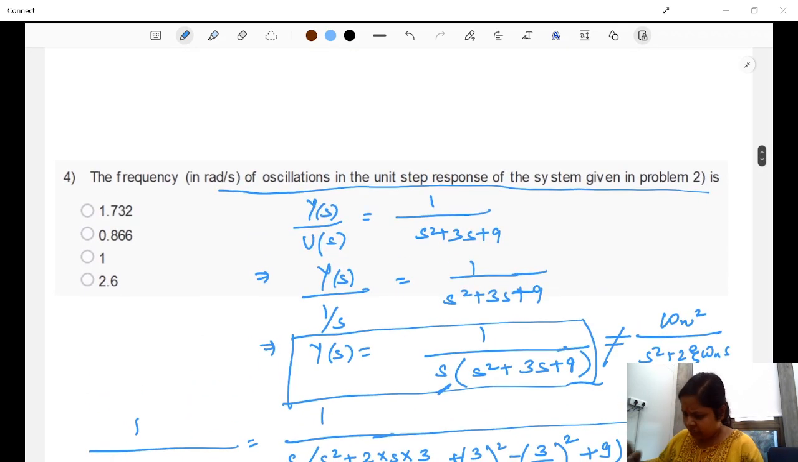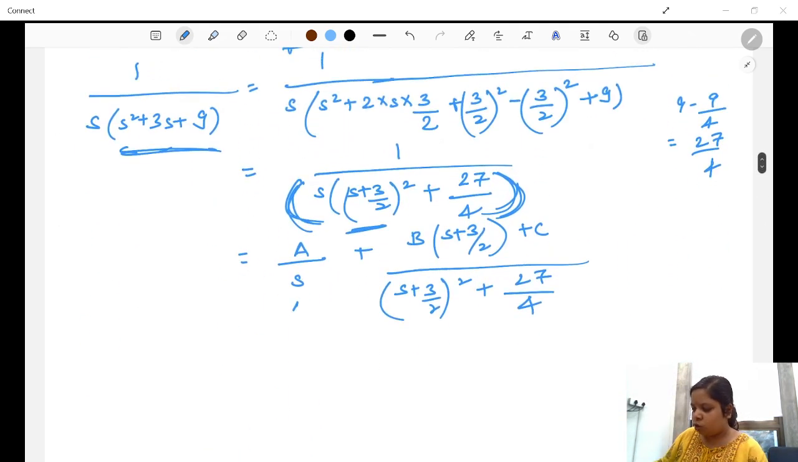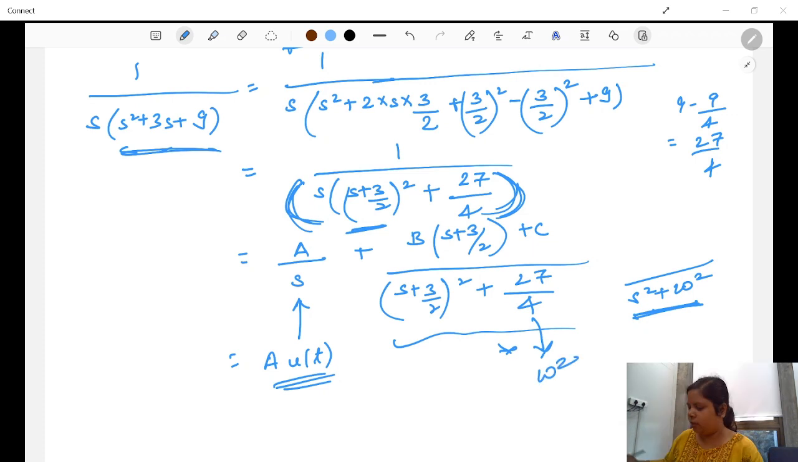because it just asks us the frequency of oscillation in the unit step response of the system. It is just asking the frequency. See, there would not be any frequency contribution from this side, because whatever value of A you get, it would be A u(t) only and nothing else. So no frequency contribution from here. But you see, a frequency would be contributed from here in the form of sine or cosine, because in the denominator, what you have is of the form s square plus omega square, which you already had in the sine and cosine terms. So this is your omega square.